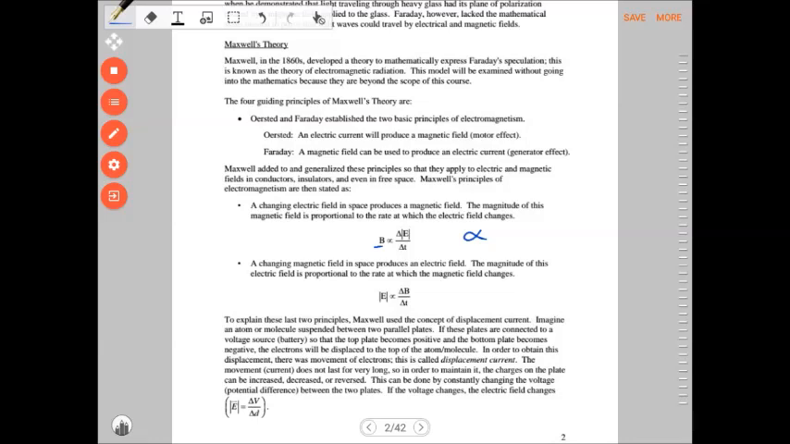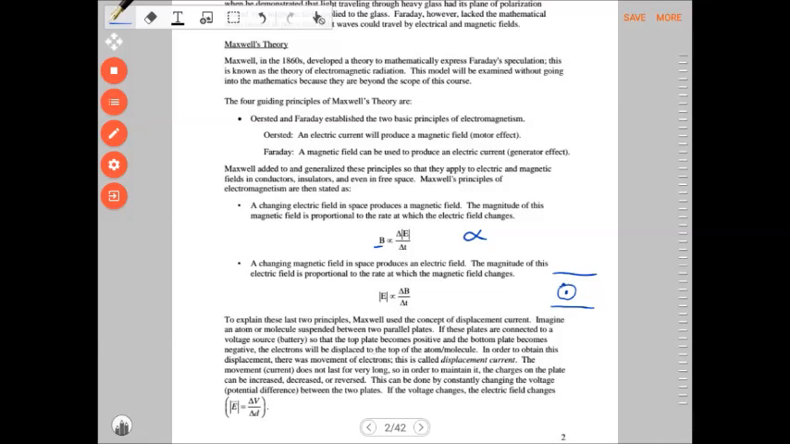So, to explain the last two principles, Maxwell used the concept of a displacement current. Kind of a new idea. So imagine an atom or a molecule suspended between two parallel plates. So two parallel plates, and here's a little atom. And remember, those atoms are surrounded by electrons. And we'll just draw those in. You can remember the Bohr diagrams from years ago in chemistry and Science 10.